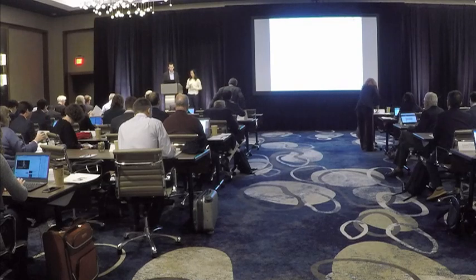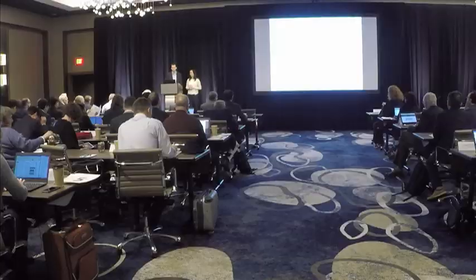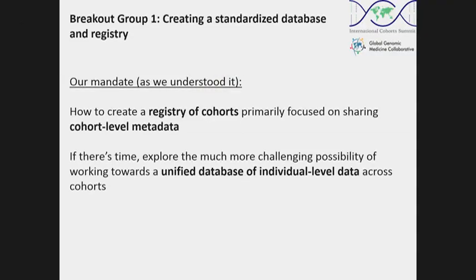Okay, morning everyone. So we had, in some ways, one of the simplest mandates of the groups. Our goal, as we understood it, and as Terry confirmed to us, was to discuss the possibility of creating a registry of cohorts. So this is primarily focused on the idea of sharing cohort-level metadata, that is information about the cohorts rather than the underlying individual level data. And then we had a little bit of time at the end of that discussion to explore what is obviously a much more challenging possibility of working towards some kind of unified database of individual level data across cohorts and starting to think about some pilot projects that might push us in that direction.